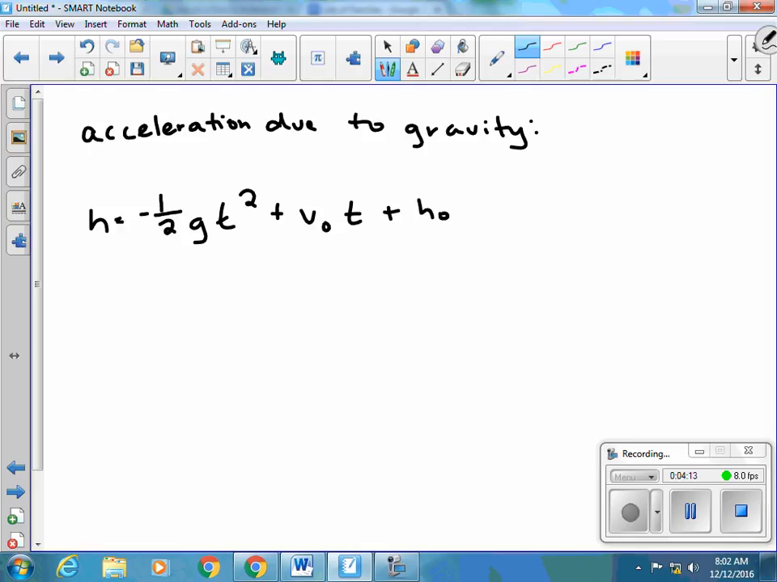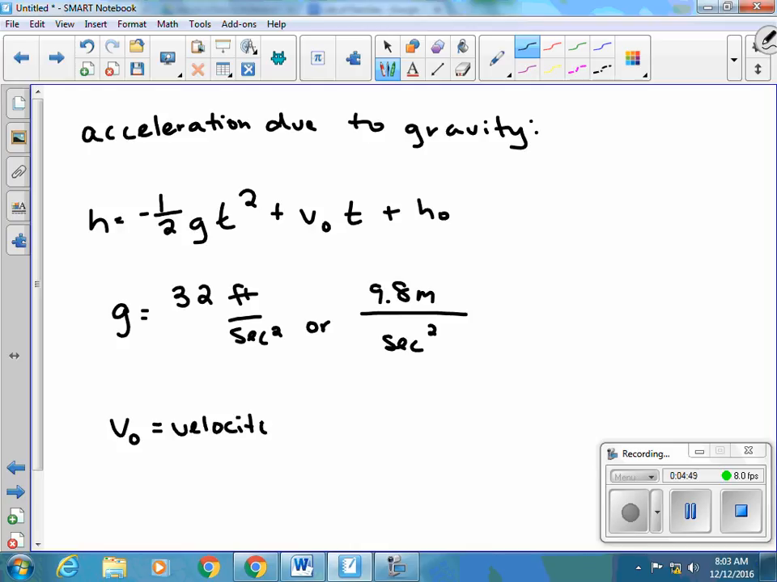Depending upon what you are using in terms of your units, this could alter just a little bit if you're dealing with feet or if you're dealing with meters. G is going to be either 32 feet per second squared or 9.8 meters per second squared. Like I said, it just depends upon what you're dealing with in terms of units. The V0 is your velocity, and the H0 is your height.